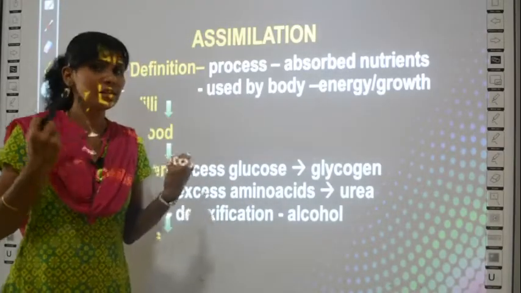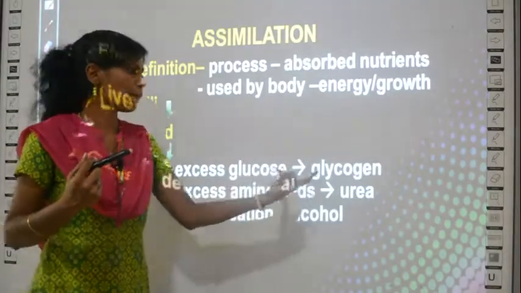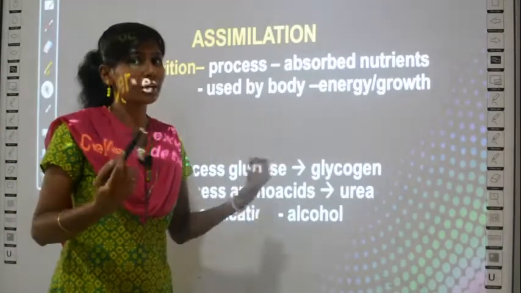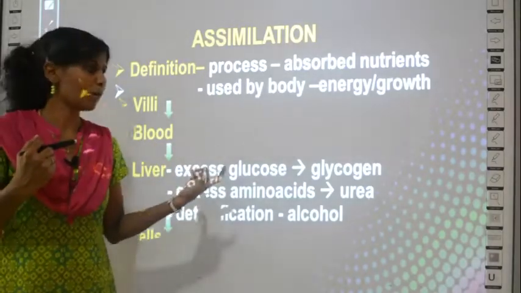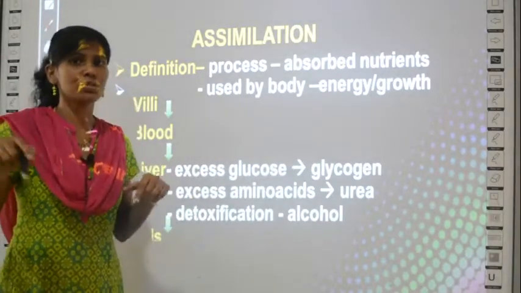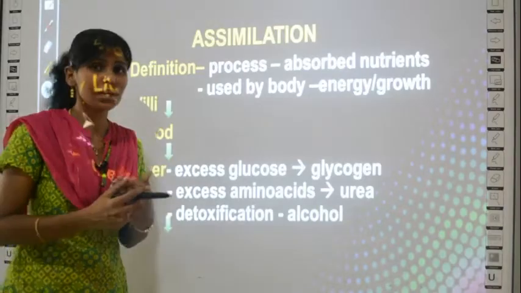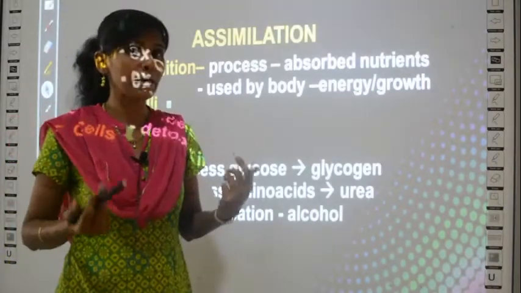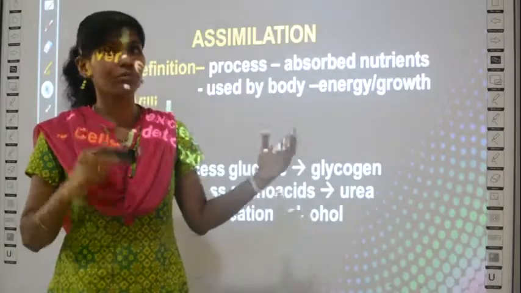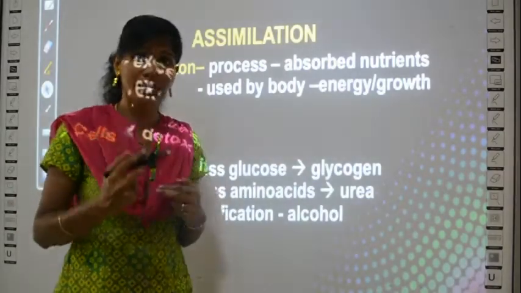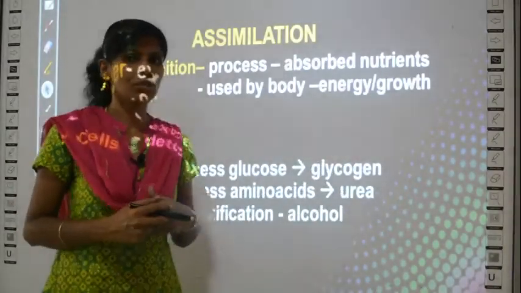So where will the excess glucose be? It is stored in the form of glycogen. It is no more glucose, but the liver will store it in the form of glycogen for future use. So if I am not eating in the afternoon, what will happen? This glycogen stored in my liver will be used in the afternoon. Whenever I starve or don't eat, that time this glycogen will be used.